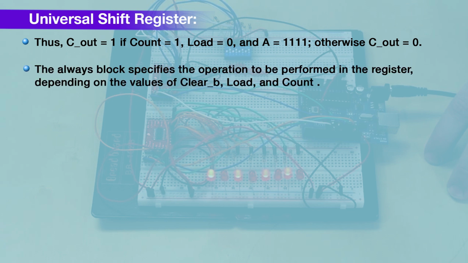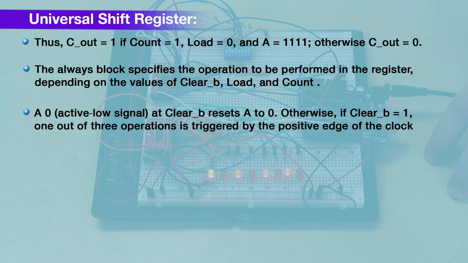The block diagram specifies the operation to be performed in the register depending on the value of clear B, load and count. A 0 at clear B resets A to 0. Otherwise, if clear B is equal to 1, 1 out of 3 operations is triggered by the positive edge of the clock.